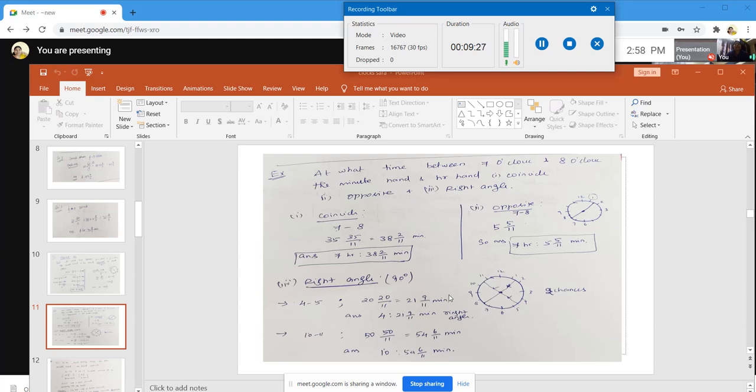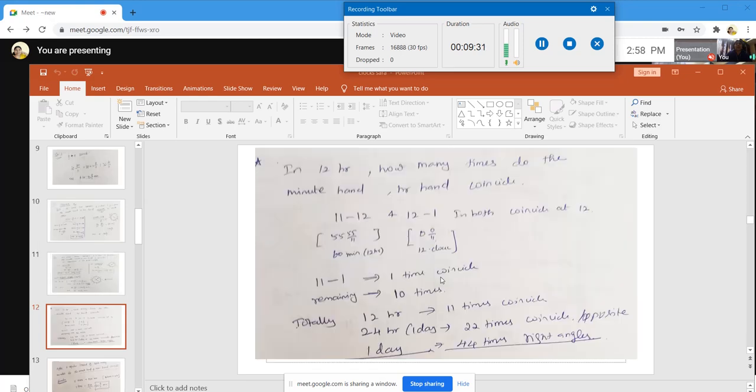First we have considered the angle between the hour hand and minute hand. So these concepts we have discussed on clocks. These are some general questions which they are asking continuously, right? In 12 hours, how many times do the minute hand and hour hand coincide? So you have to consider around the clock.